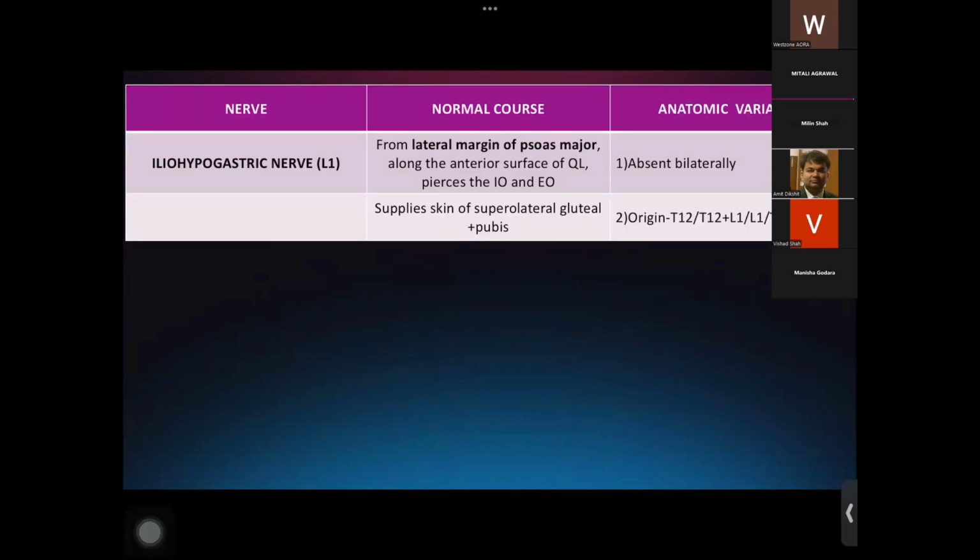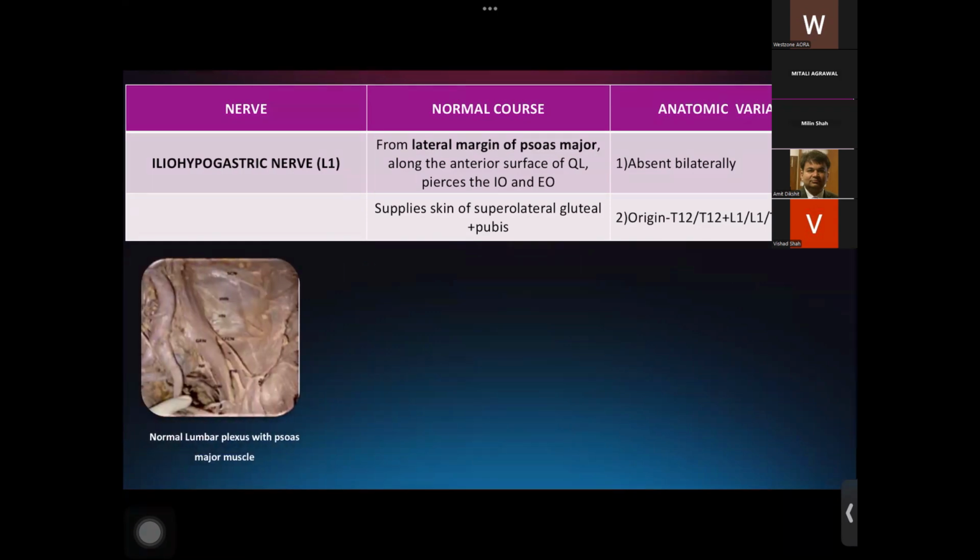The anatomic variations that we see is it can be absent bilaterally, or it can have different origins, such as it can originate from T12 only, or it can have a common origin from T12 and L1, or only L1, or in some cases they have seen originating from T11 and T12 and nothing from the lumbar nerves.